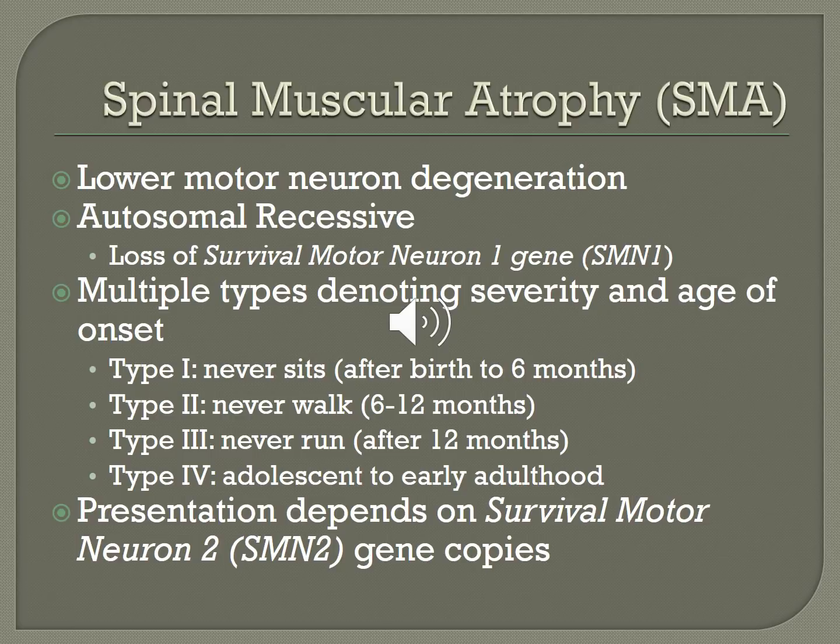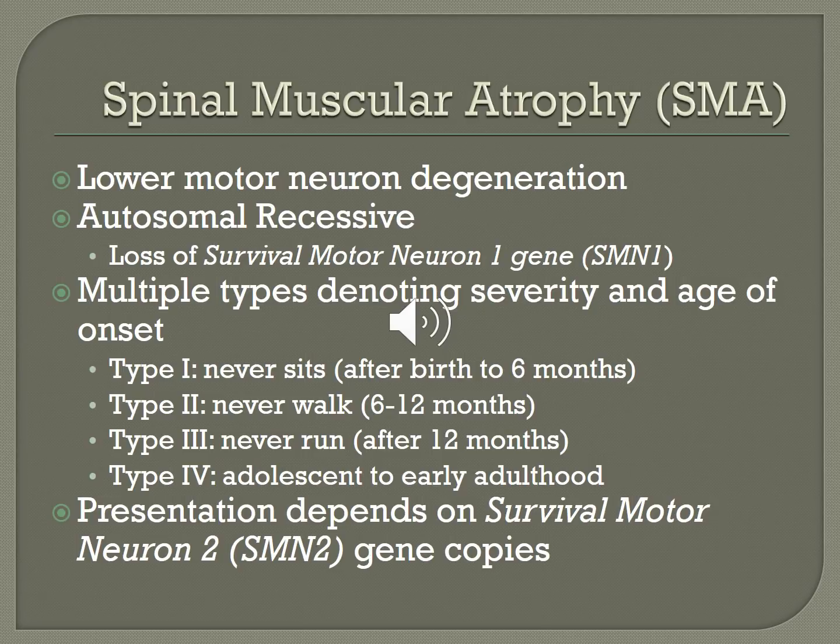So we have these little mnemonics to try to remember what types they are. So type 1 is the most severe. These patients develop significant hypotonia pretty early. They can have these symptoms at birth or even just a few months after birth, so they won't be able to suckle. They'll have profound hypotonia.